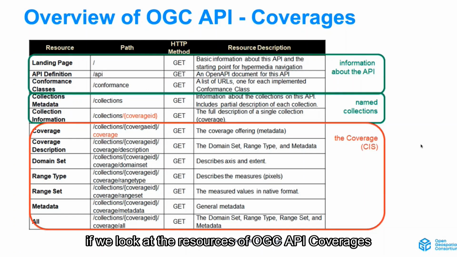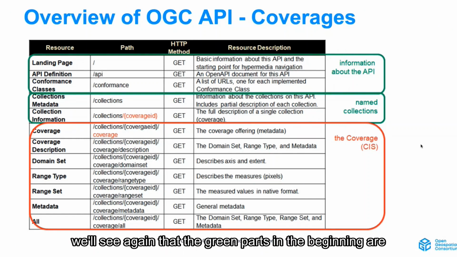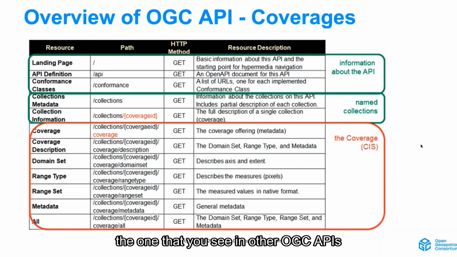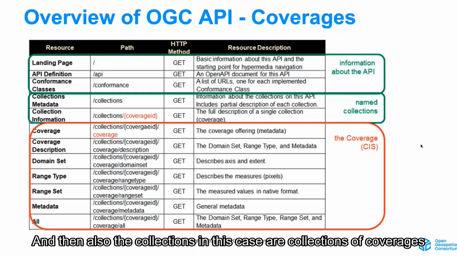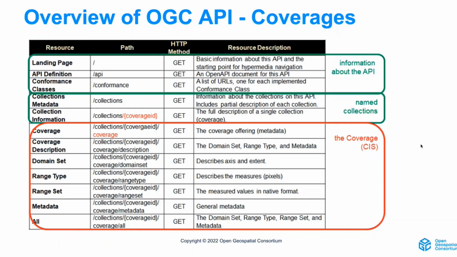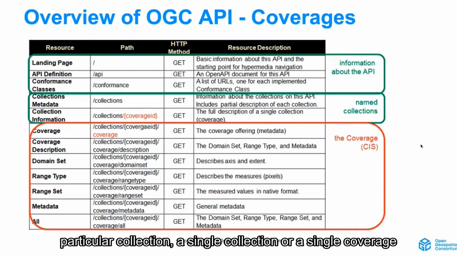If we look at the resources in OGC API Coverages, we'll see again the green part in the beginning is the one that you see in other OGC APIs. So the landing page, the API definition, conformance classes, and then also the collections. In this case, these are collections of coverages. And then it gives you access to a particular collection, a single collection, or a single coverage.